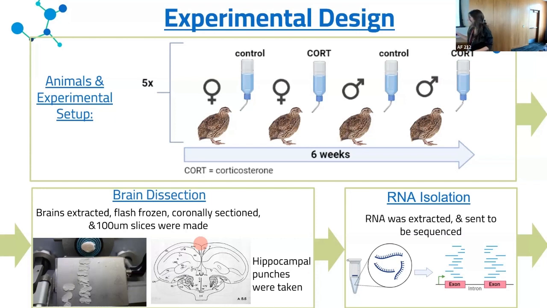Afterwards, we did a brain dissection. We extracted their brains, flash froze them, coronally sectioned them, and took 100 micrometer slices, seen here. And then right here is the hippocampal region. And we took punches, hippocampal punches from that region, of which we did an RNA extraction from those samples and sent that off to be sequenced in order to retrieve our transcriptomes for our analysis.